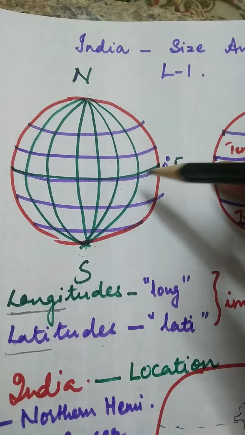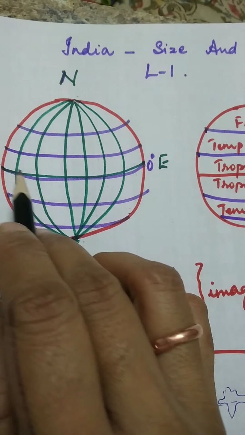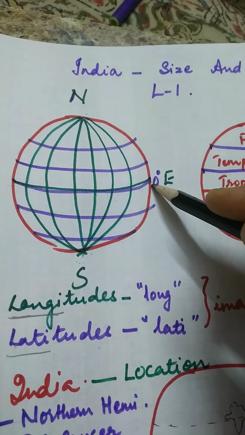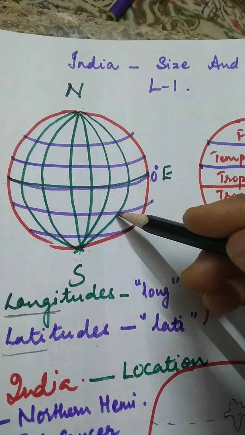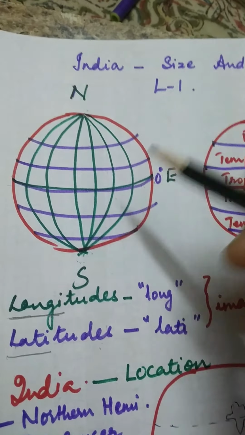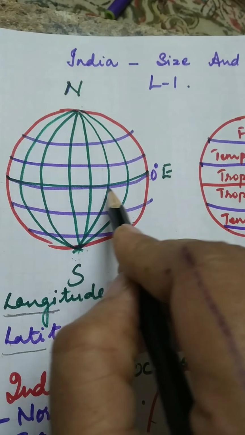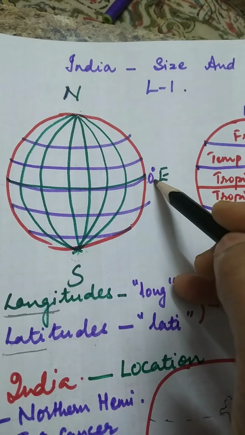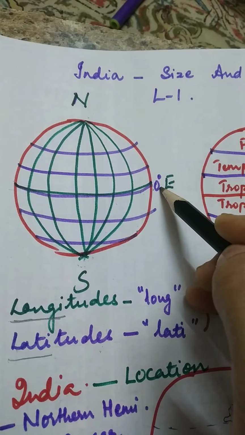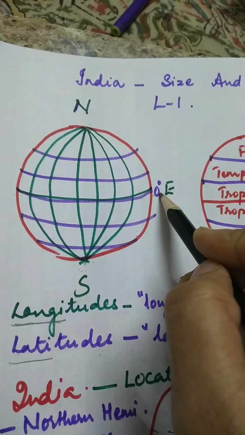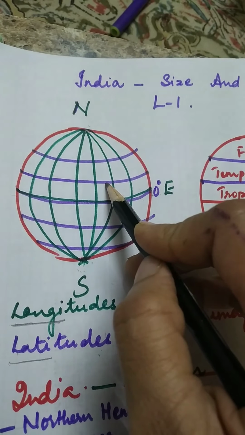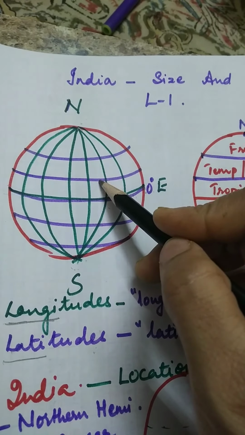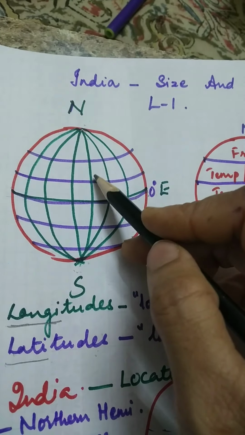Now, what are the latitudes? There is a middle line passing through the earth, and it's an imaginary line. Remember, these longitudinal lines and the latitudinal lines are all imaginary lines. So earth is divided by an imaginary line into two equal hemispheres, and that is passing through the 0 degree. That is called the line of equator. All lines which are running parallel to the line of equator are called latitudinal lines or latitudes.